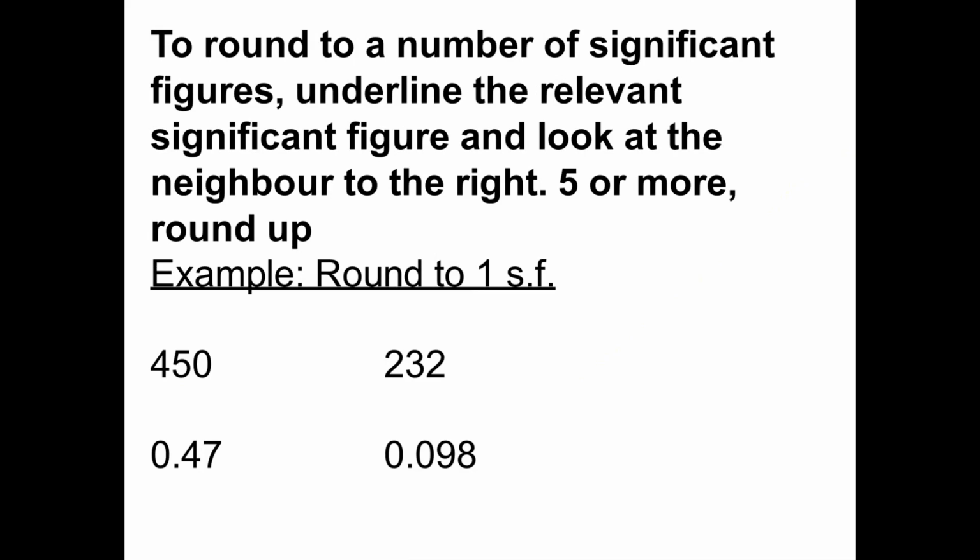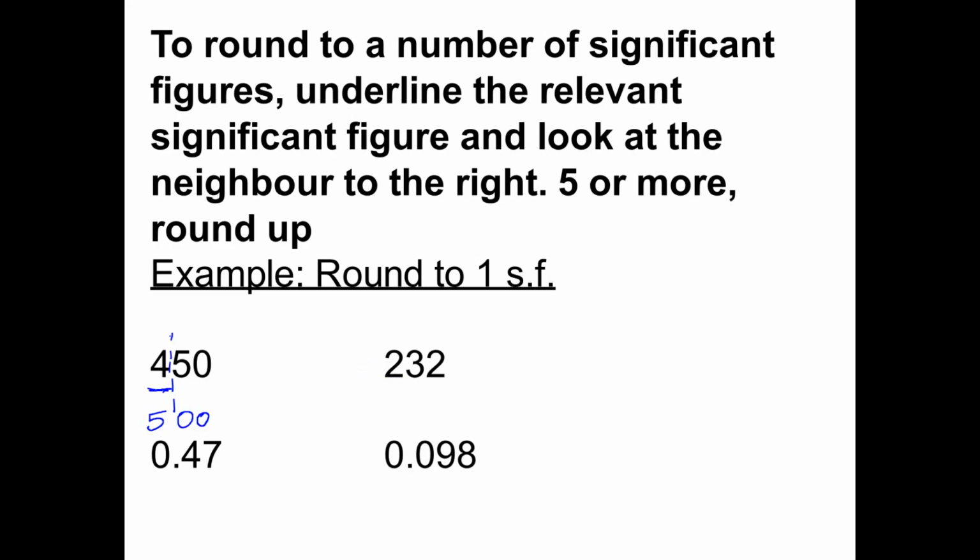Finally, to round a number to a number of significant figures, we underline the relevant significant figure and look at the neighbour to the right, exactly as we've done with decimal places and rounding to the nearest 10, 100 or 1000. 5 or more round up, otherwise we leave it alone. So, for example, round to one significant figure. The first number, I'm going to underline my first significant figure, which is 4. It's in the hundreds column. I draw a dotted line after that. The 5, which is the nearest neighbour to the right, tells the 4 to round up. So we are going to have an answer of 5. And then after the dotted line, we have zeros, 500.